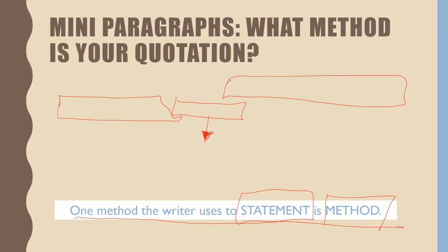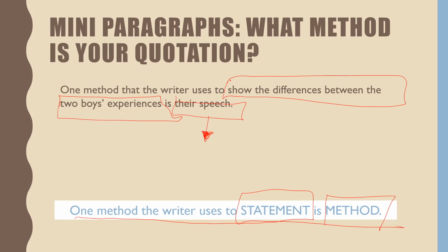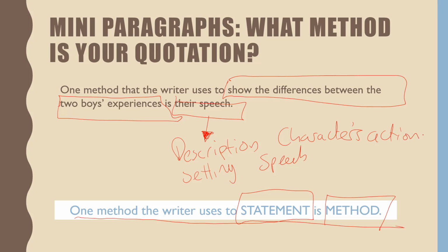If there was a quotation that, I don't know, let's have a little think. Maybe there's a description of a tree or something, then that is description. It might be description. It could be setting. It could be speech. It could be characters' actions. It's anything. It's just what is the writer actually doing here in the quotation that you've chosen. Okay, what are they doing in the quotation you've chosen?